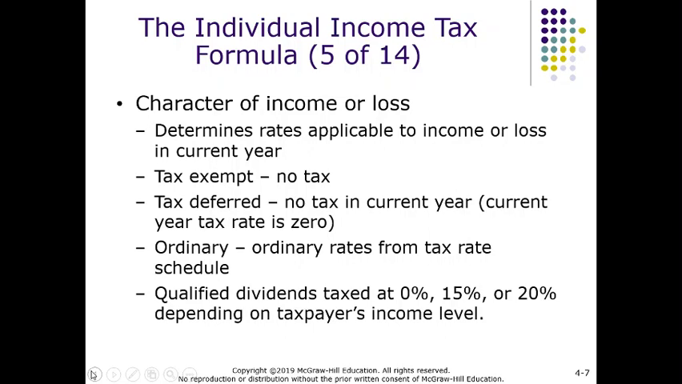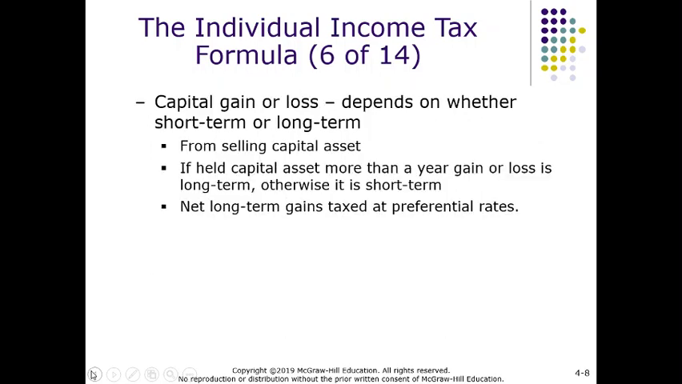So bottom line is you have different types of income taxed at different rates. Tax exempt, not taxed at all. Tax deferred, not taxable in the current year. It's taxed sometime later. Ordinary, taxed at ordinary rates. Qualified dividends, taxed at preferential rates. Capital gains, taxed at preferential rates. Losses, you get to take losses. Now, capital gains, if they're short term, are taxed at ordinary rates, so no benefit there.